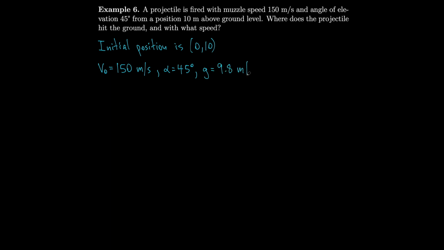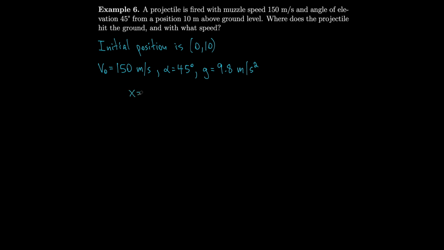So it looks like because of this 10 meters above ground level business that our initial position shifts. So our initial position is no longer the origin. It is instead 0, 10. So we'll just have to move y up 10 when the time comes. Let's put in our other variables. We've got 150 meters per second for v naught. We've got 45 degrees for alpha, which is our maximum distance, so that's good. And we've got our acceleration due to gravity as 9.8 meters per second squared.